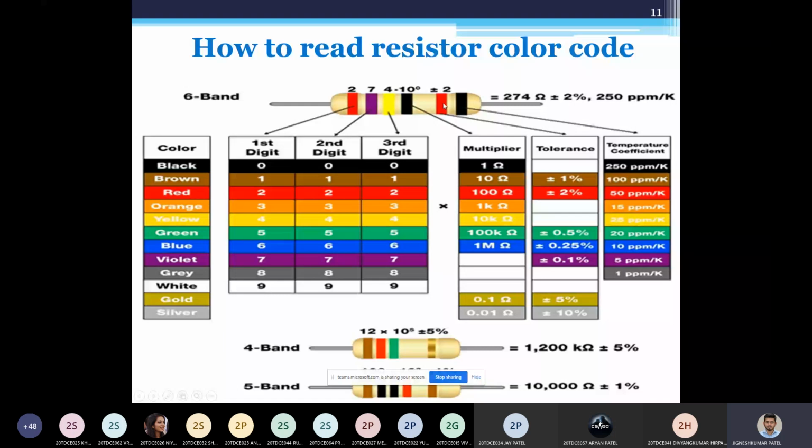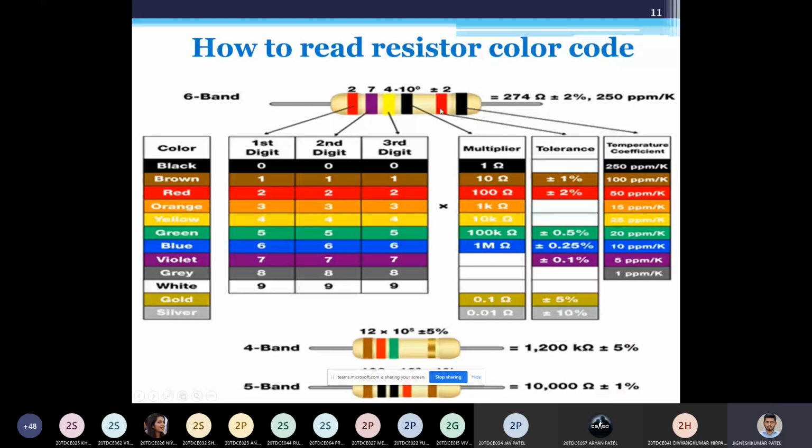So what would be the value of tolerance? If I say something is of this value, but when I construct that thing, there is a possibility of some error in it. Depending on that error, we provide this. The more precise the resistor, the more costly it would be.